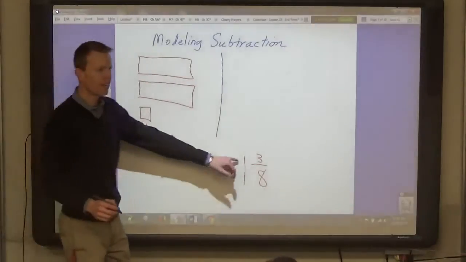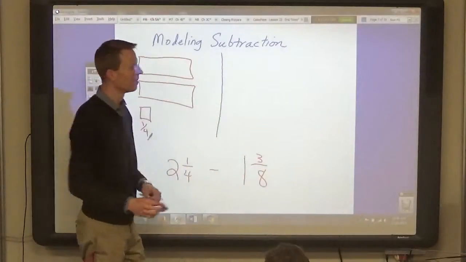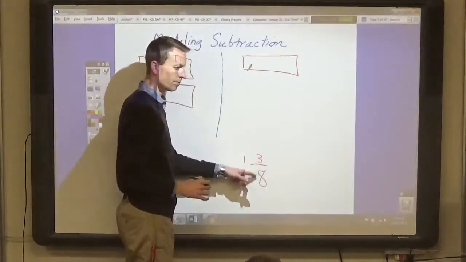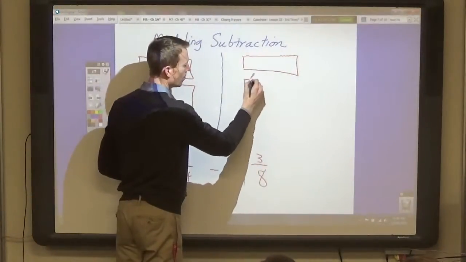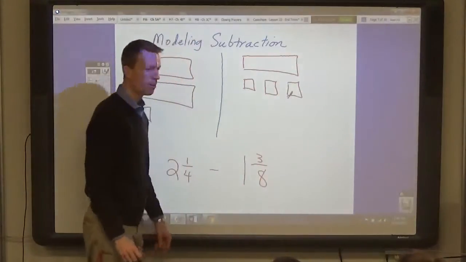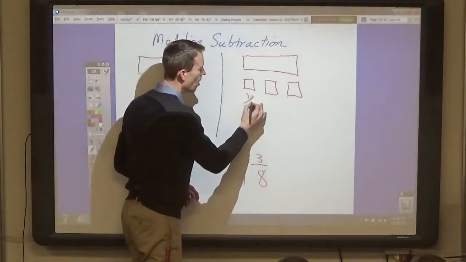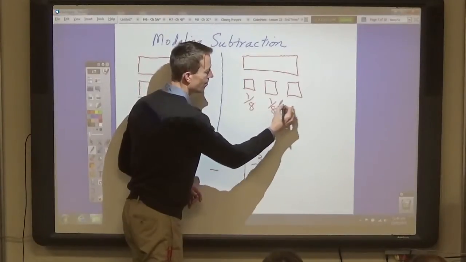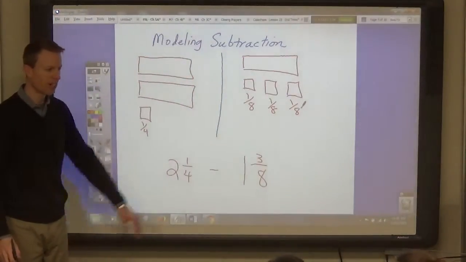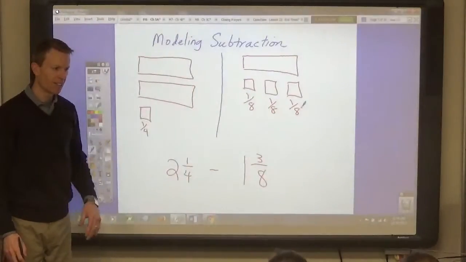Now, on this side, draw 1 whole box, then draw 3 1/8 boxes. Good. Draw 3 boxes and label them 1/8. These are each an 8. Daria, do you have this? Okay, focus here.